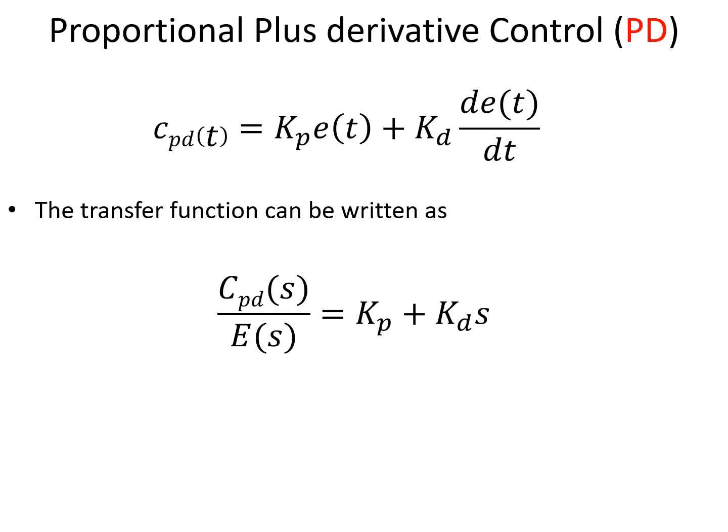The transfer function for proportional plus derivative control is given as C_PD of s by E of s equal to Kp plus Kd into s. So this is the transfer function for a PD controller.